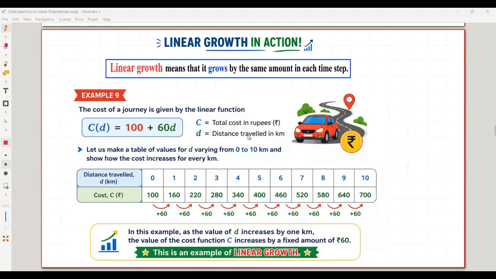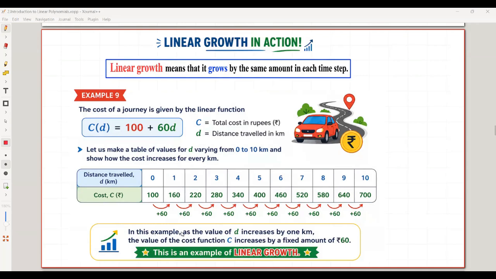If you are traveling an extra 1 kilometer, 100 plus 60 into 1, we get 160. If you are traveling 2 kilometers, D becomes 2. 60 into 2 is 120, and 120 plus 100 is 220. Next 3 kilometers, 4, 5, 6 kilometers. As the distance increases, the cost also keeps on increasing.